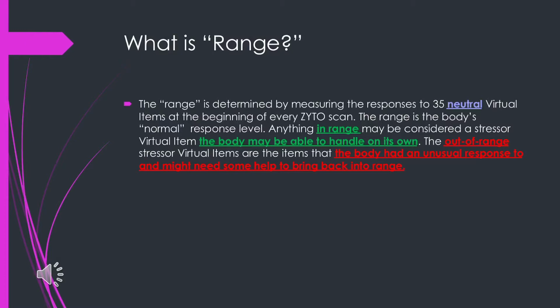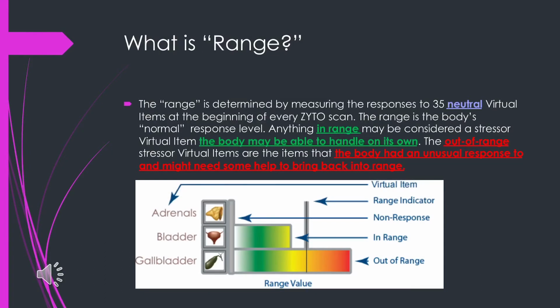There's so much Zyto language or terminology that does seem to be a bit confusing. The range is determined by measuring the responses to 35 neutral virtual items at the beginning of every Zyto scan. And so those that are in range may be considered a stressor that the body can handle naturally on its own. Those are going to be to the left of your range line in the range value in the center. The ones that are out of range are going to be the ones that might be supported by the products that you use. It's not necessarily the plus or the minus that matters as much as those that are out of range.